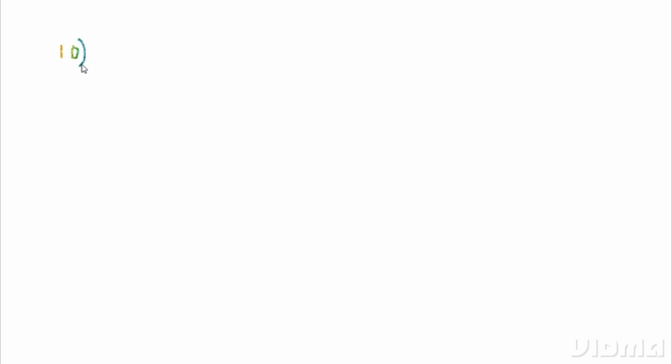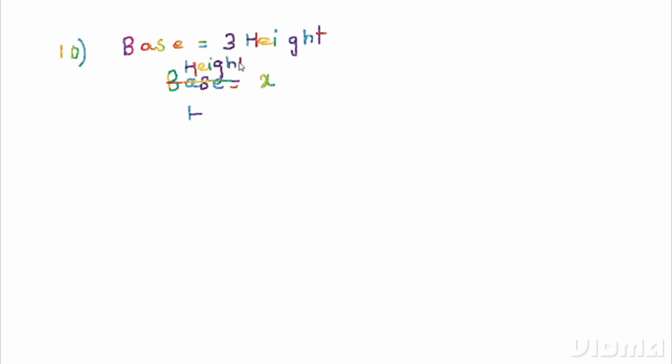The 10th question says that the base of a parallelogram is thrice its height. Thrice its height means 3 times height. So I can write base is 3 height. The base is not given to me. Let's take the height as x. So if I take height as x, base is going to become 3x.